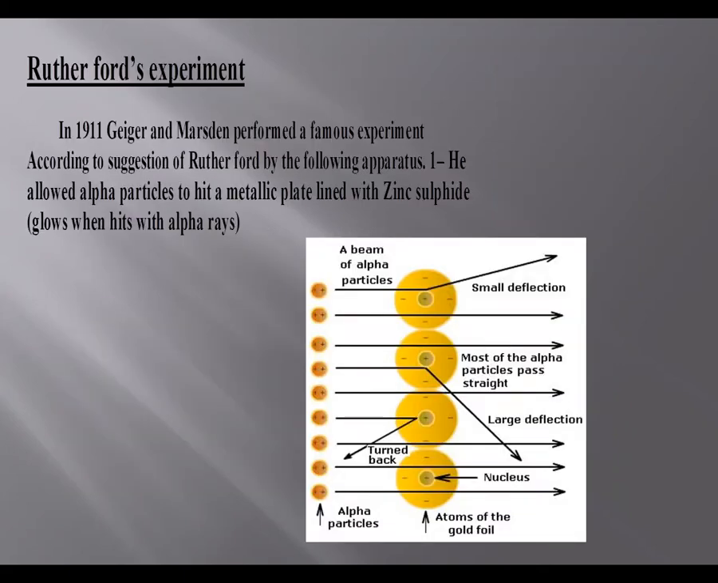After that, we have Rutherford's experiment. Rutherford, assisted by Geiger and Marsden, performed a famous experiment according to the suggestion of Rutherford, using the following apparatus, which is this one. He allowed alpha particles to hit a metallic plate linked with zinc sulfide. Why especially zinc sulfide? Because zinc sulfide glows when it is hit by alpha rays.